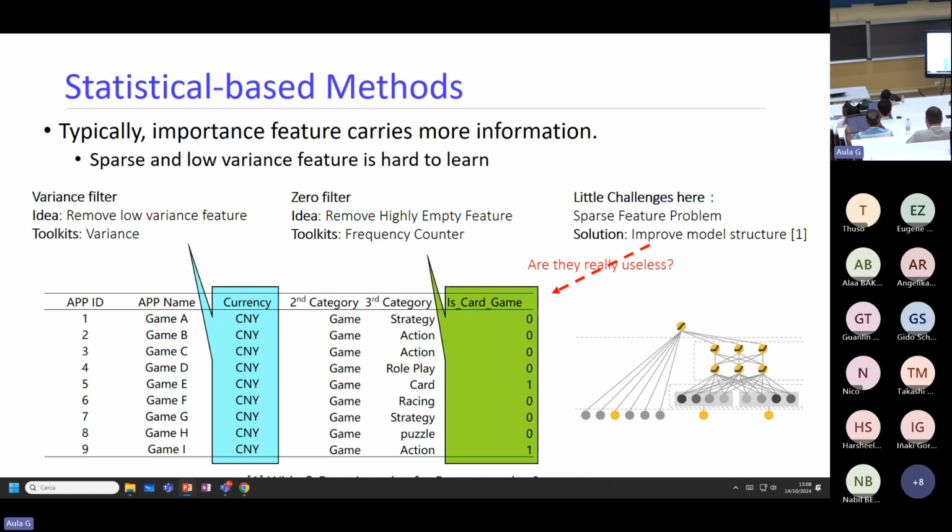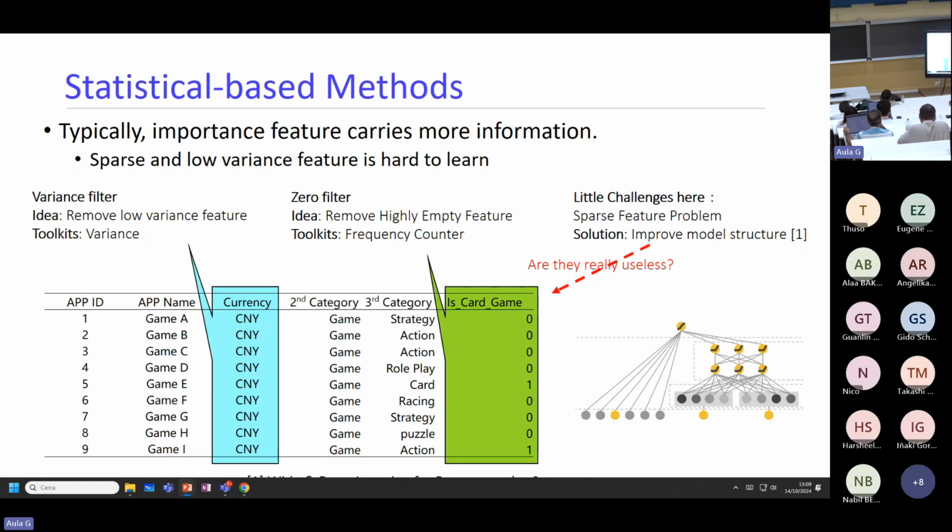Typically, an important feature carries more information for our task, and from a statistical point of view, sparse and low-variance features are hard to learn. So we can design some filters like a variance filter or zero filter to find these features and remove them from our system. For example, the feature in the blue box called currency has the same value. If we put it in our recommender system, there's no additional information for our prediction task. And for the zero filter, we also provide an example in the green box.